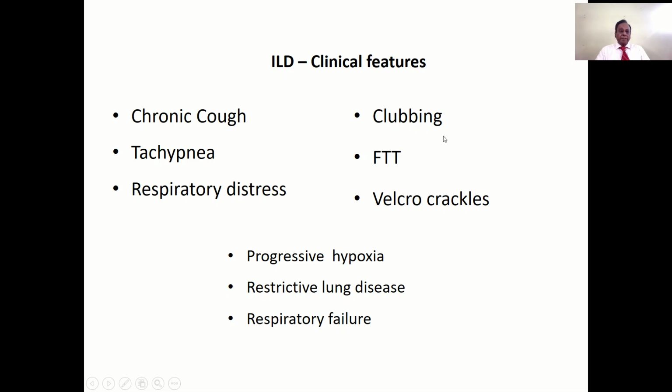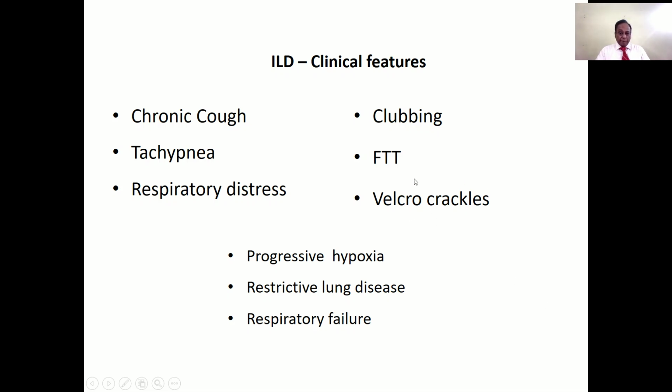And again, on examination, you can see some children developing clubbing and failure to thrive, or typically they develop Velcro crackles. What are Velcro crackles? You all know Velcro, no? In our shoes and all. If you open that, it will produce a typical sound. That is what happens in ILD, where there is a stiff lung. The alveoli collapse, so during inspiration, you have to mount a lot of inspiratory effort to open the alveoli. And suddenly, at one point of time, they typically open with a sound. That is what Velcro crackles are.